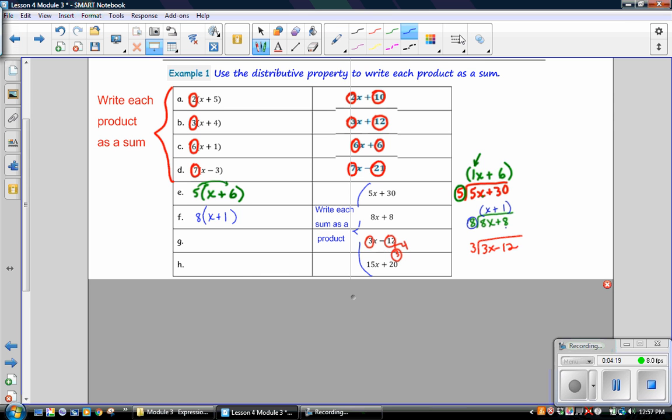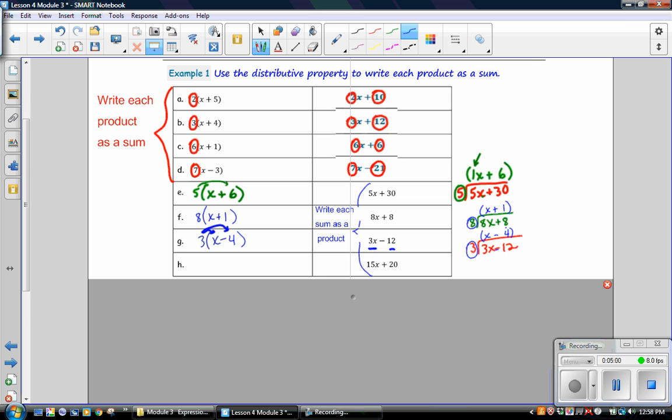Again, ask yourself, what would you need to multiply to get the term? 3 times x equals 3x, and 3 times 4 equals 12. So the factors are 3 and x minus 4, because of the minus in the original expression. So writing 3x minus 12 as a product is 3 times the quantity, x minus 4. Compare the product and the sum and make sure that makes sense. 3 times x is 3x, and 3 times minus 4 is minus 12.